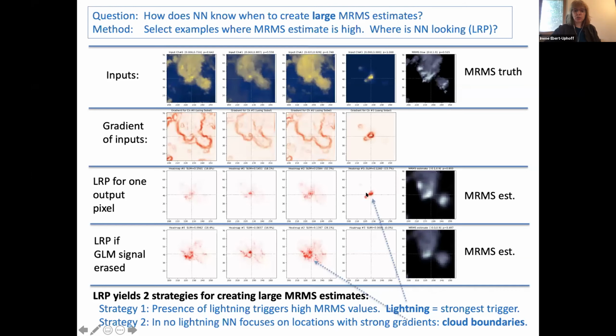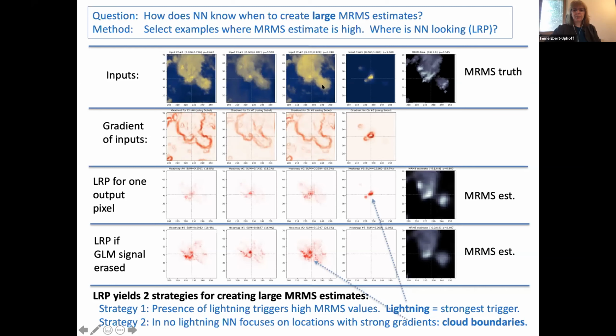We find that one strategy of the neural network is that lightning is the strongest trigger. Whenever there is much in the lightning channel at a pixel, it will create a high output. So that's a totally sufficient condition. Lightning is an extremely strong trigger. LRP told us that just by looking at examples like this.